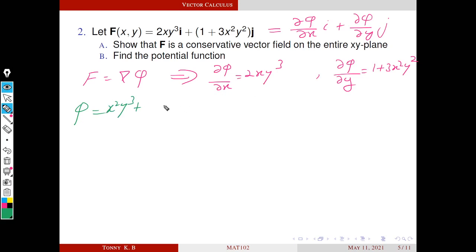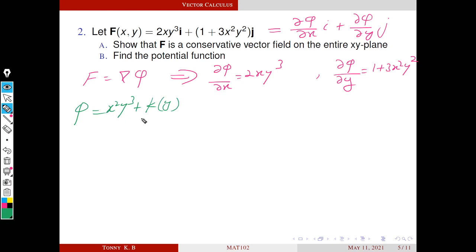And what is our constant of integration? Because now we integrate with respect to x, the constant of integration is a function of y. So here we can take our constant of integration as some k of y. It's a function of y, because if you differentiate this expression with respect to x, this term becomes 0. That's why we're taking our constant of integration as some k of y.